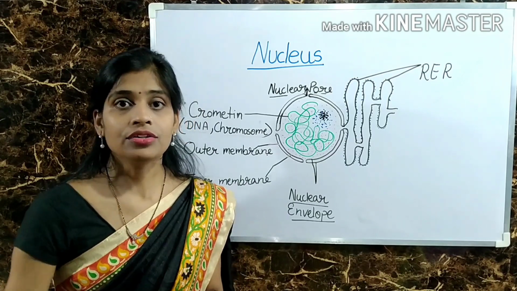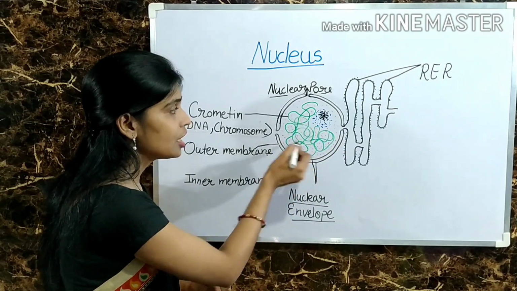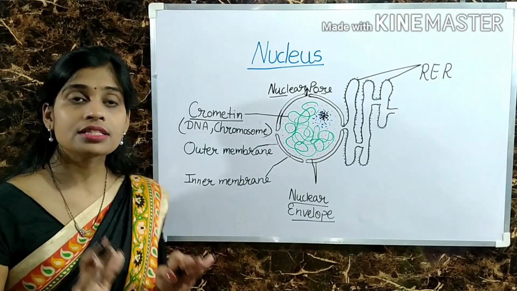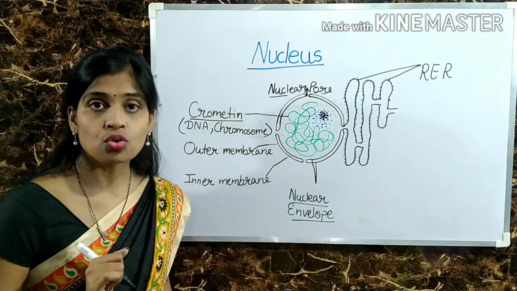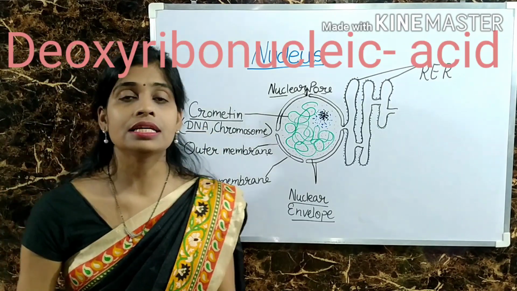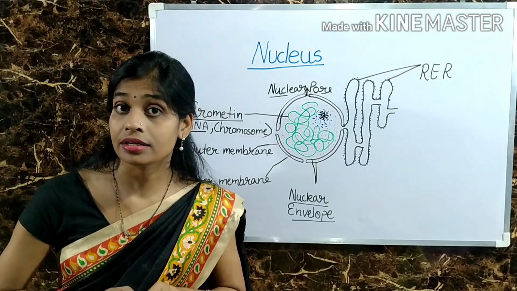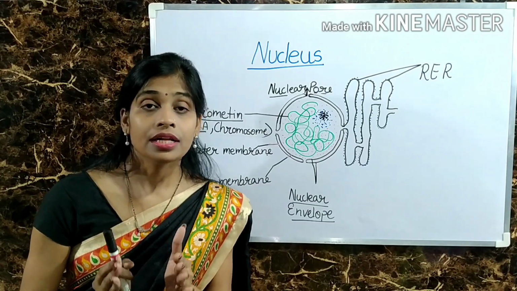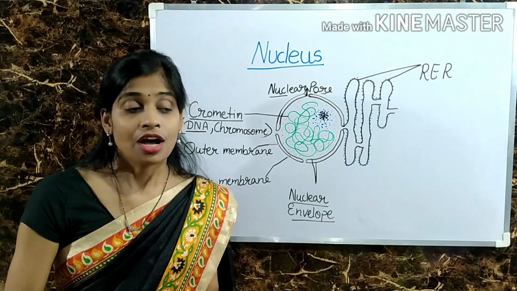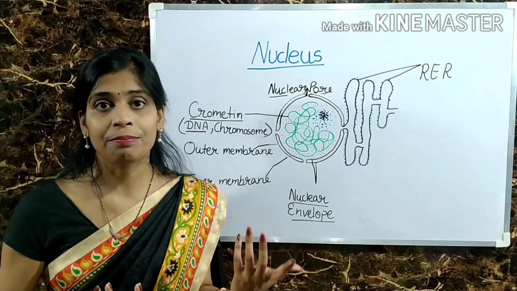Inside the nucleus, the thread-like structures you are seeing are the chromatin. The chromatin consists of the DNA and chromosomes. The DNA is also called deoxyribonucleic acid, and it has the hereditary characters. Yes, the hereditary characters are transferred from parents to their offspring, as we also get some characters from our parents.